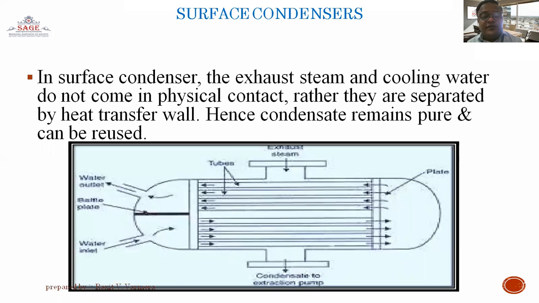This is the diagram of the surface condenser, where the steam is passing through the top and sides, and it is not in direct contact with the water, and the water is flowing through these tubes. तो वाटर को जो है ट्यूब्स में फ्लो कराया जाता है, और जो एग्जॉस्ट स्टीम है इट इज कमिंग फ्रॉम द टॉप एंड साइड्स.